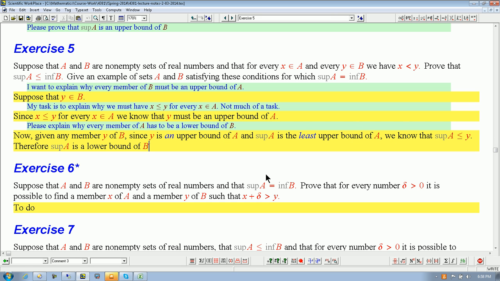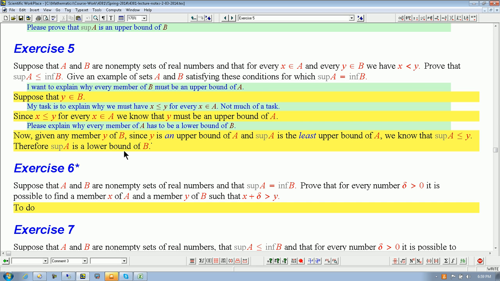Look, for every Y in B, sup A is less than or equal to Y. You understand? By the way, you didn't have to use this wording. You could have said, I'm making an announcement. I want to explain why sup A is a lower bound of B. Suppose that Y belongs to B. I know that Y is an upper bound of A, and sup A is the least upper bound of A. Therefore, I've got that. See?